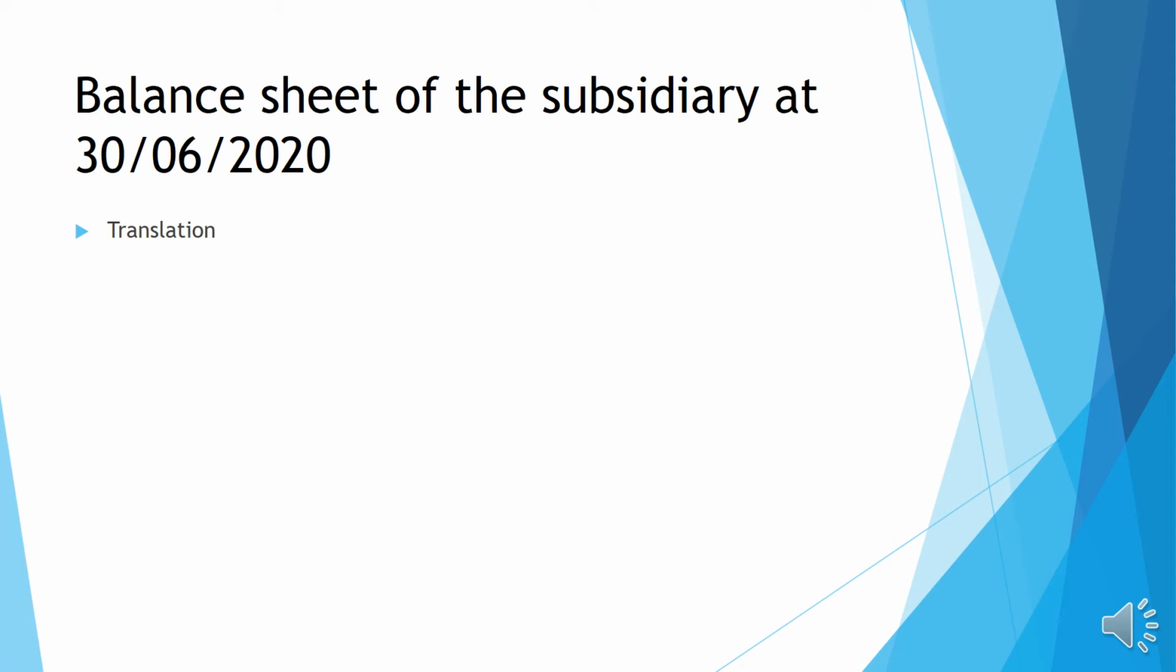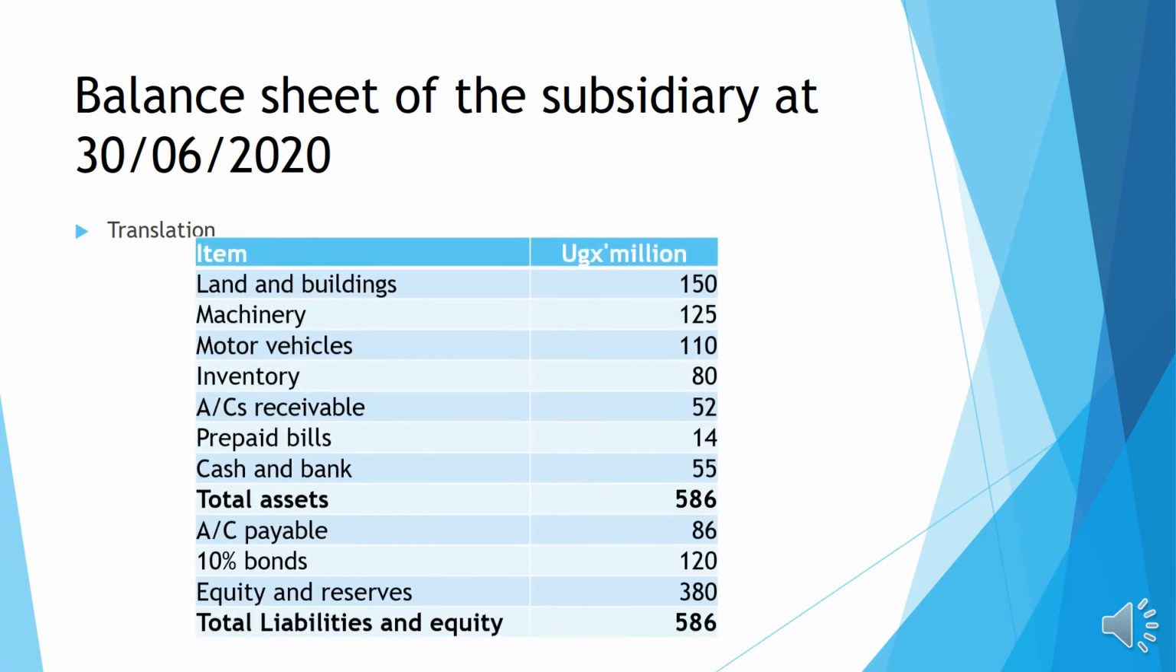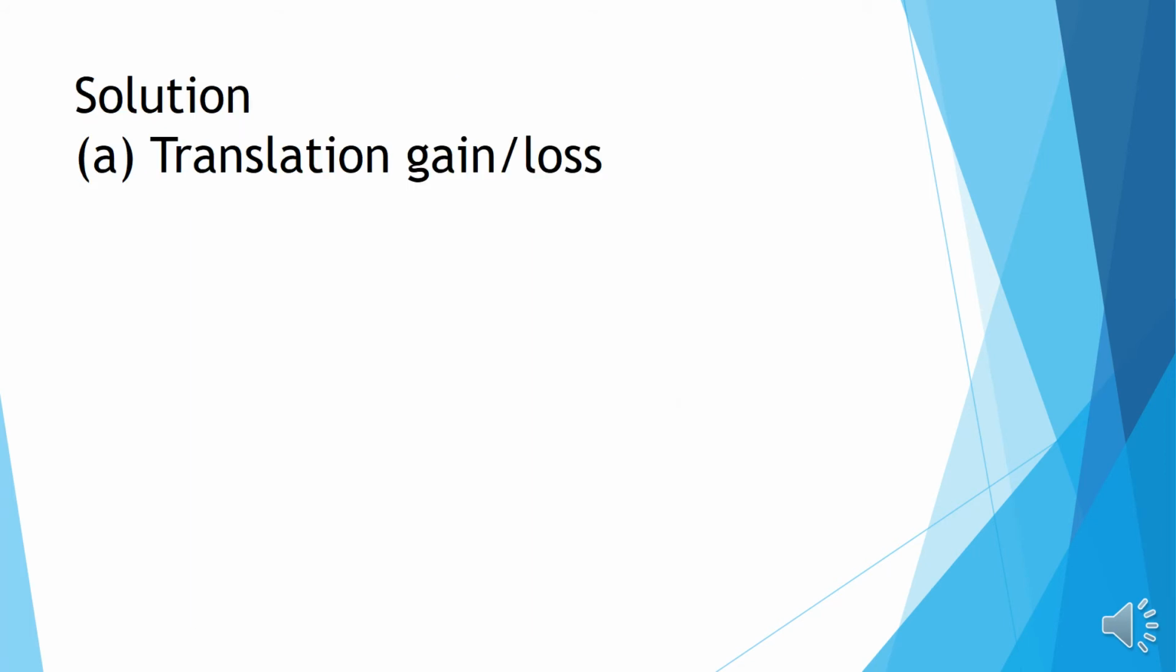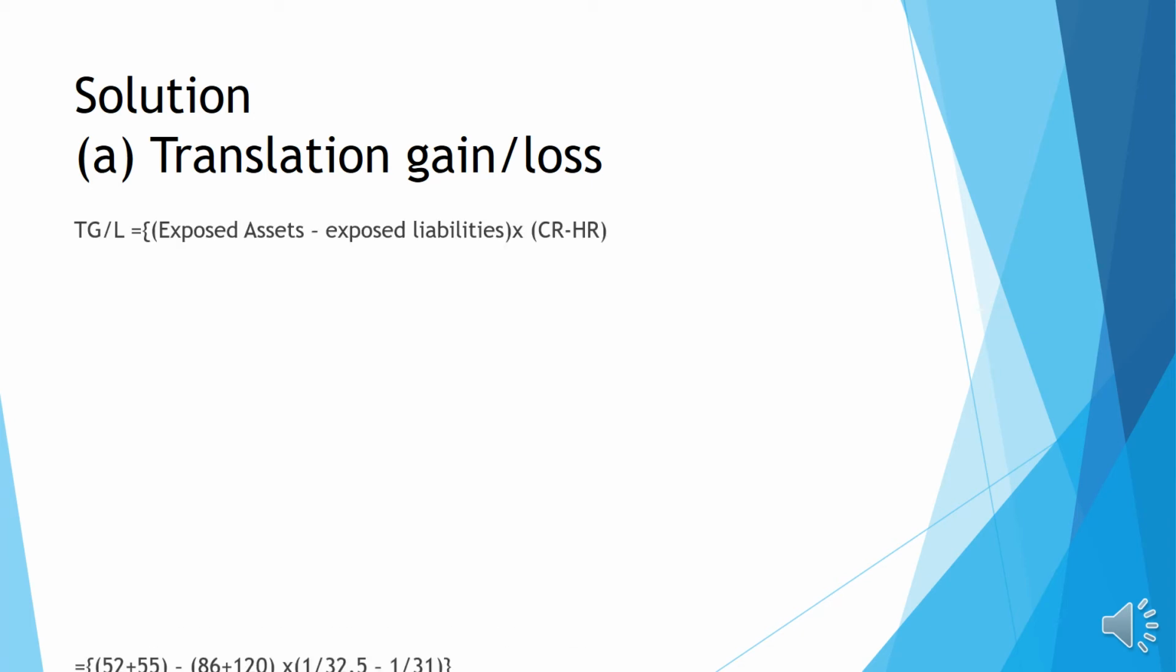So the balance sheet would look like this when you translate. These are the figures, and when translated, we might get a gain or loss. Translation gain or loss equals exposed assets minus exposed liabilities. Then the difference, you multiply by the difference between exchange rates, i.e. current rate and historical rate.